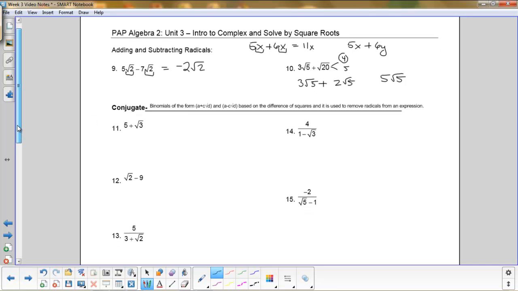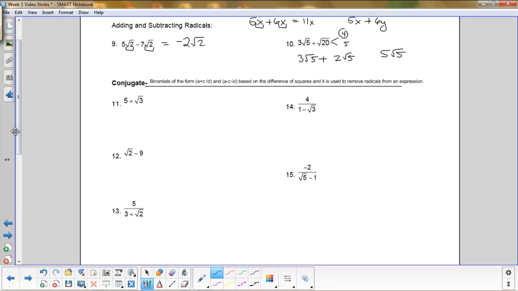Conjugates. We're going to use conjugates to help us in rationalizing the denominator in a couple of these problems. I'm going to go through 11, 12, and 13 and leave 14 and 15 for you to do on your own, so you can get some practice before class tomorrow. We're going to look at the conjugates of these particular problems.